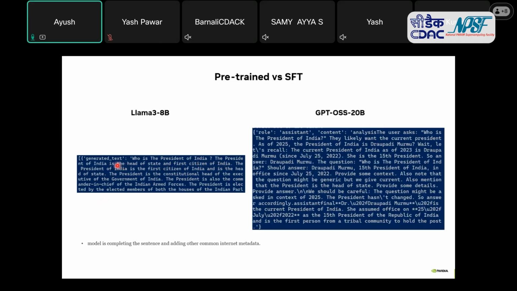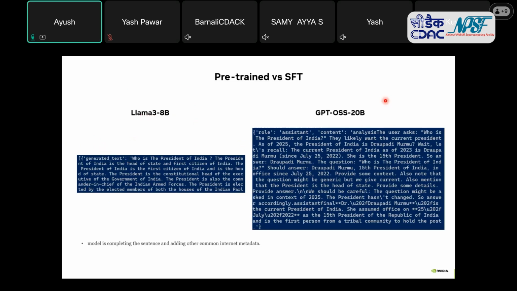So the president of India is the head of the state and first citizen of India. The president of India is the first citizen of India and the head of state. You see, it's trying to repeat the first two sentences by doing some permutation, shifting the last part of the first sentence to the first part of the second sentence. The president is the constitutional head of the executive government of India. Here my intent was who is the president of India; it should spell out the name, right? But it is not able to do that, because it is just trained for the next token prediction task on the pre-training data.